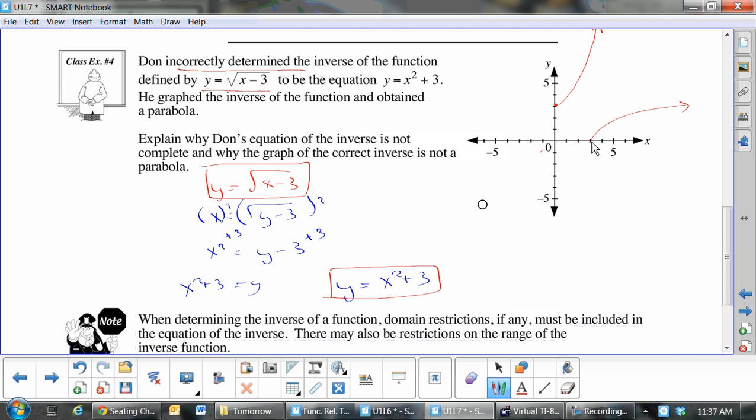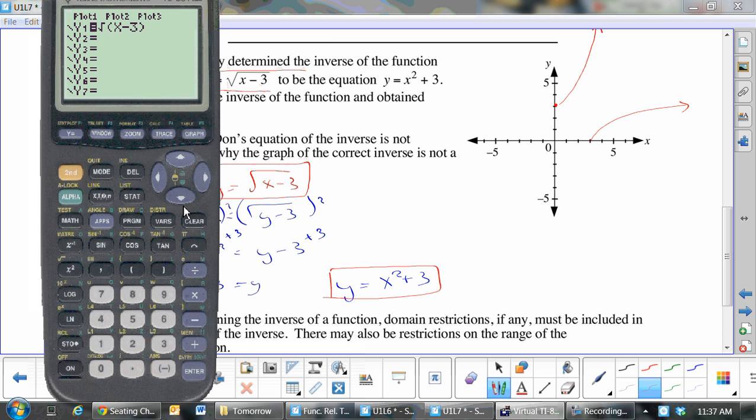Again, I'm not getting this, so I'll graph the other one, y equals x squared plus 3. I figured that out already. Okay, extremely obvious. That is not the reflection.